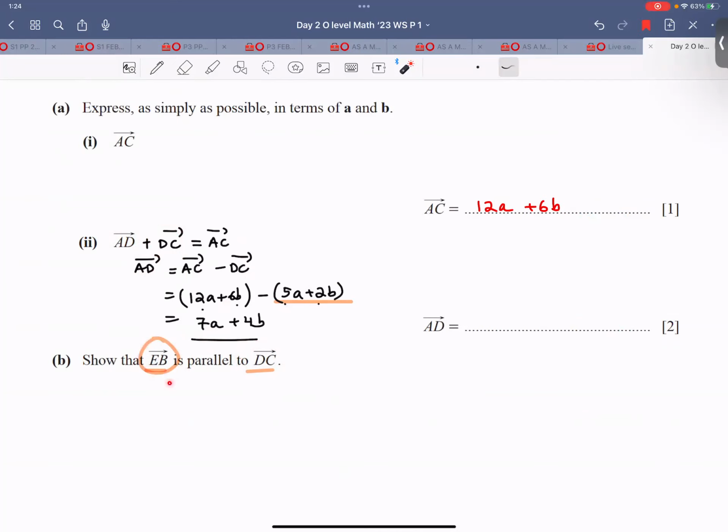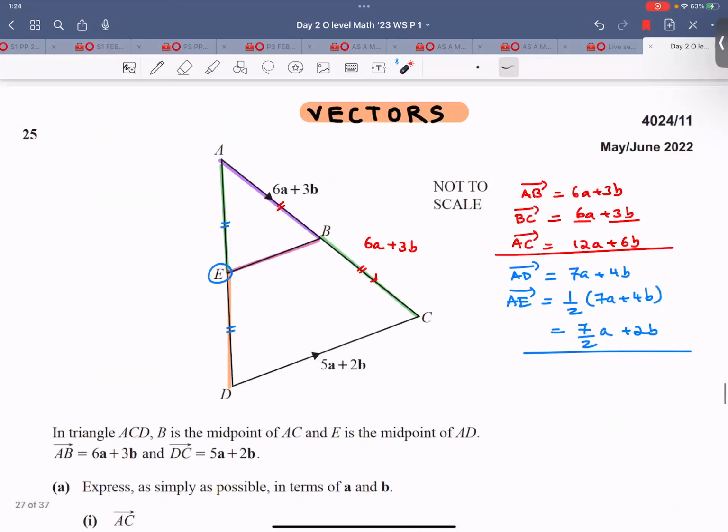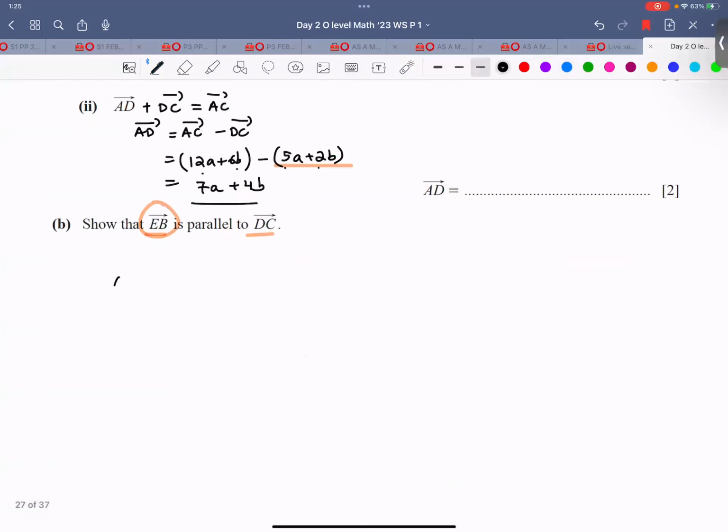Show that EB is parallel to DC. Now, what do we mean by that? I'll come to that in a short while. Let me first find the vector. E is the midpoint. Therefore, if I have AD, half of that will be AE, or half of that will be ED, just like this. So AE is this much. But I'm interested in AB. So A till E, E till B, that's AB. So A till E plus E till B is AB. Therefore, EB is AB minus AE.